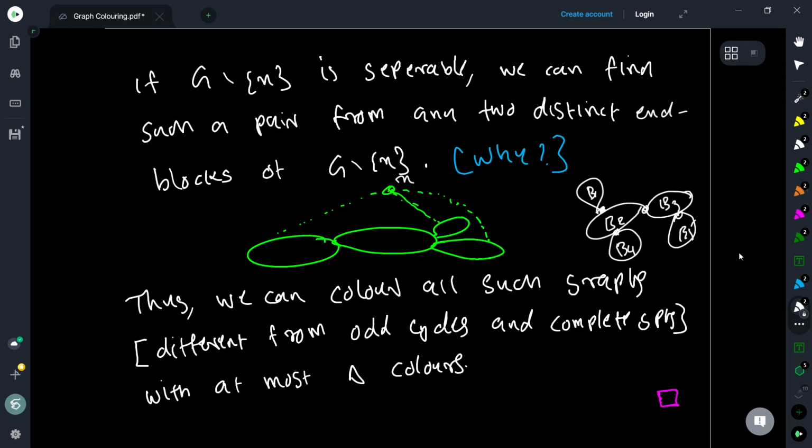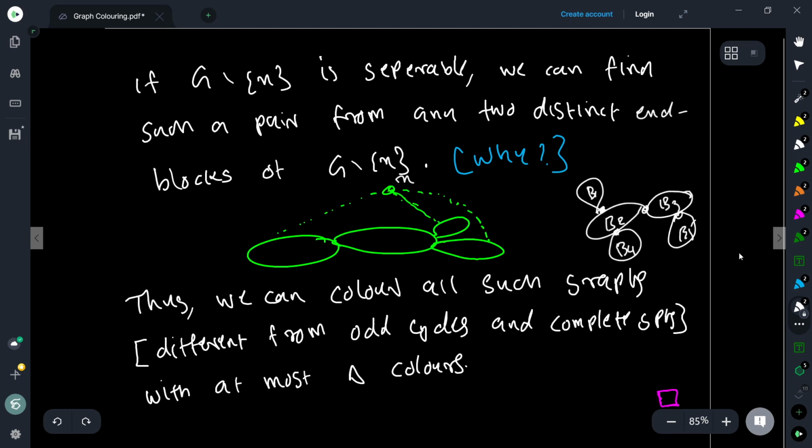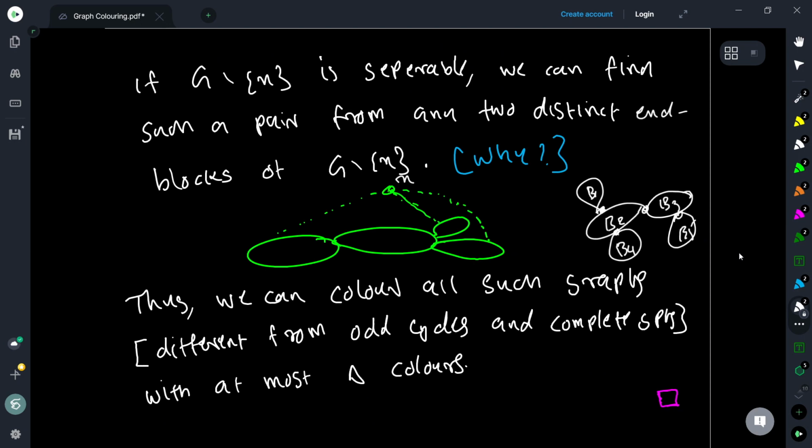So this argument you can give by finding such a pair and using it to color, using the observation that we have here, right? It suffices. So if you prove this, then once you show that such a pair exists, you are done. Okay. So this actually winds up the proof of the Brooks theorem. Of course, once you fill up the gaps with the proofs.